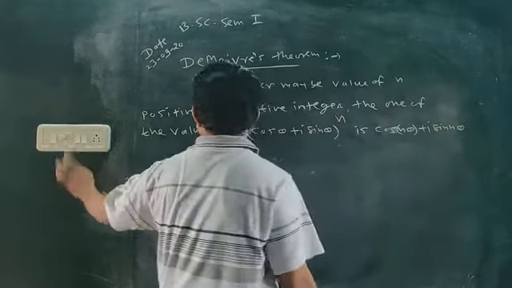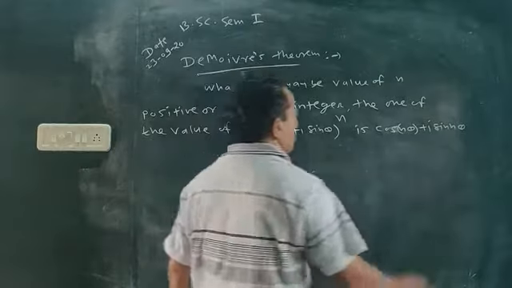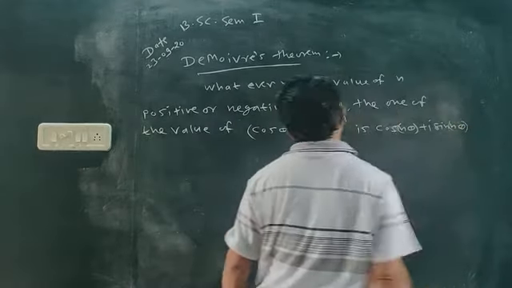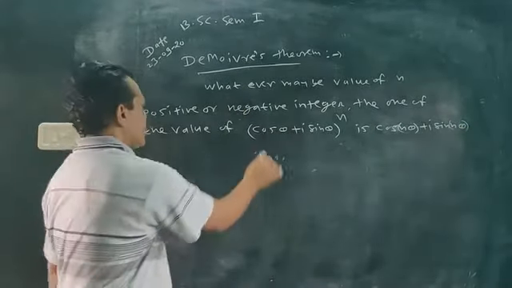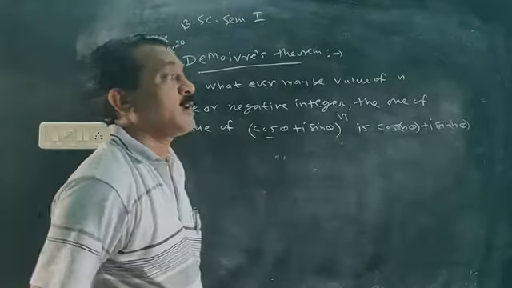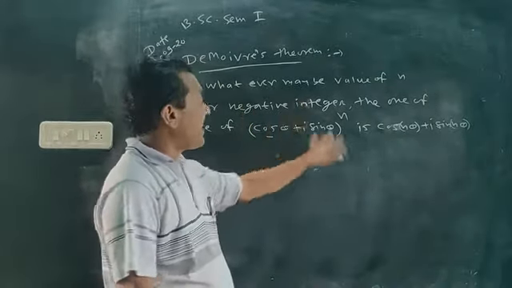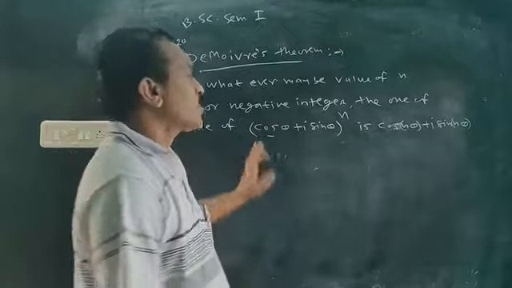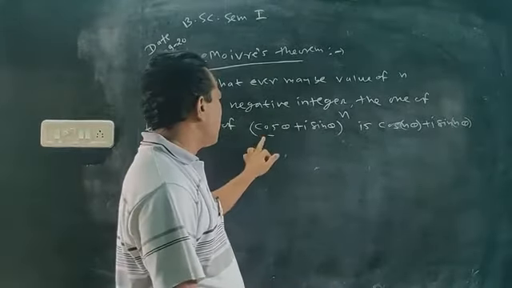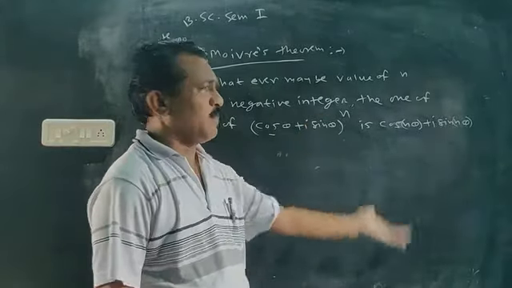Complex number, cos of n theta plus i sin n theta. So cos must be the first term. Okay, this does not apply for sin plus i cos theta. Remember, cos plus i sin: cos must be the real part, sin must be the imaginary part.